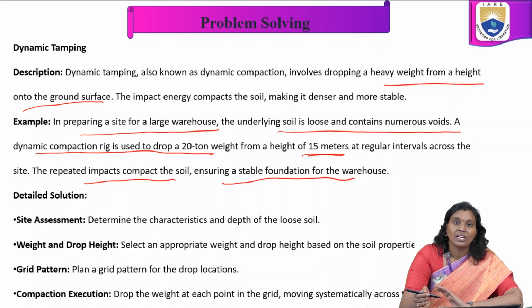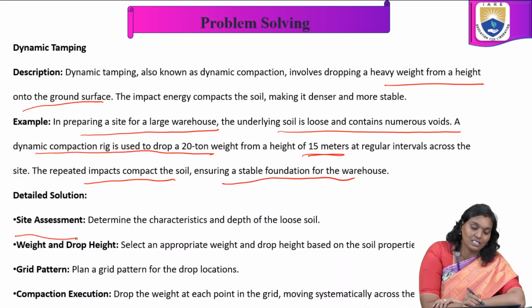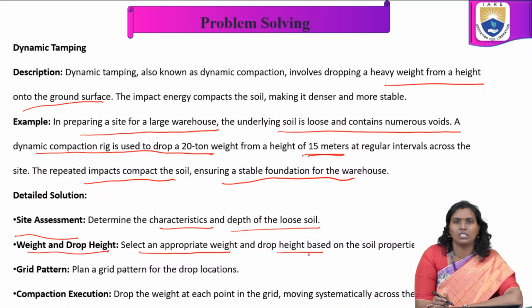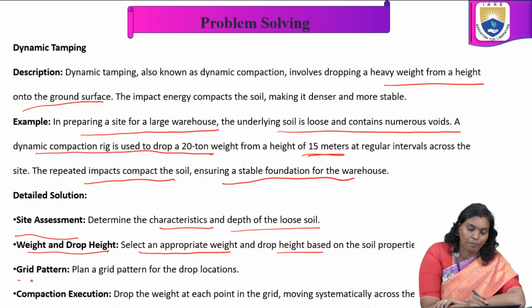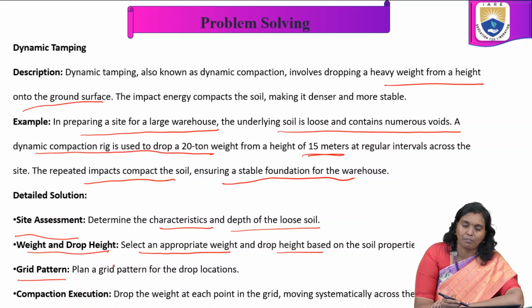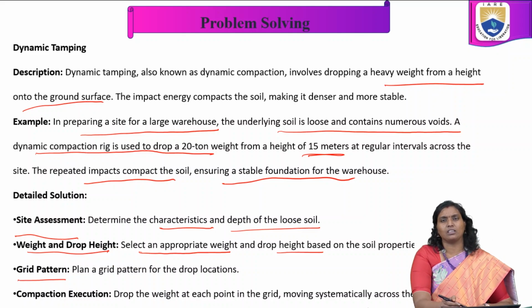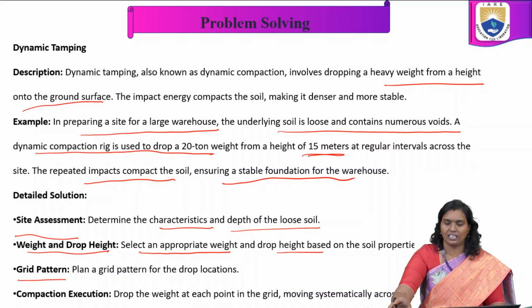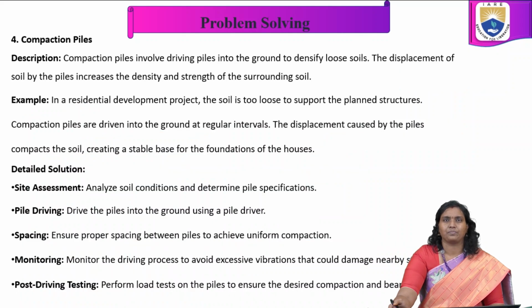Here also, the detailed solution is: site assessment, to determine the characteristics and depth of the loose soil; weight and drop, select an appropriate weight and drop height based on the soil properties; grid pattern, plan a grid pattern for the drop locations; compaction execution, drop the weight at each point in the grid, moving systematically across the site.